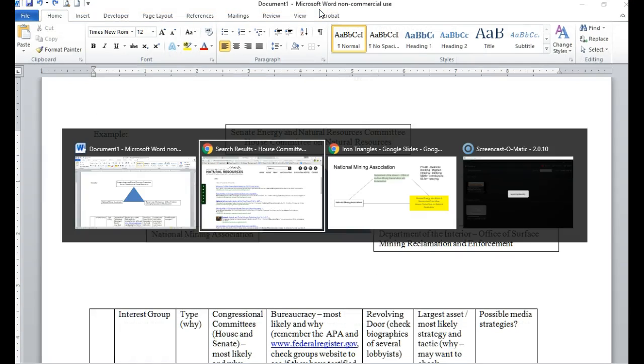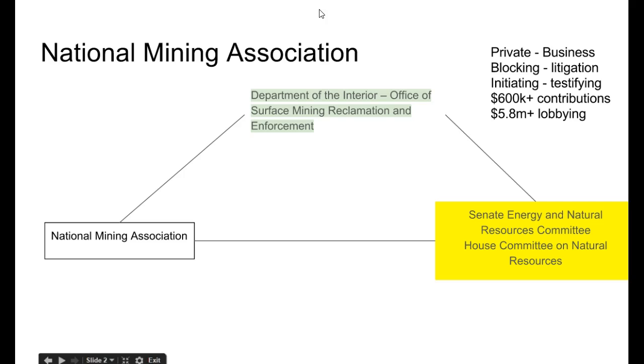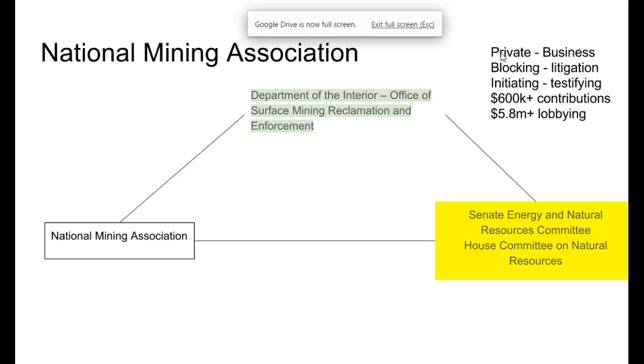Let me see if I can go back to my iron triangle. The other thing I also added here was some key information. I did identify it as a private business group. I said that its best strategy might be blocking through litigation, especially with the Obama administration, the Democrats being in charge of the bureaucracy. They are definitely going to try to block, though they might initiate action. As you can see, they've done some testifying because the Republicans do control Congress.